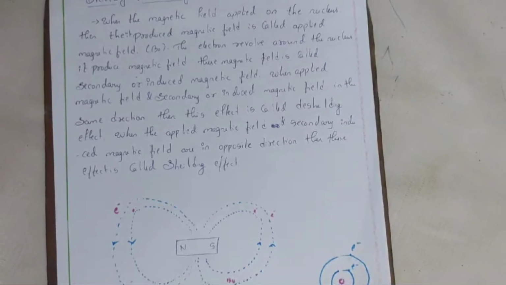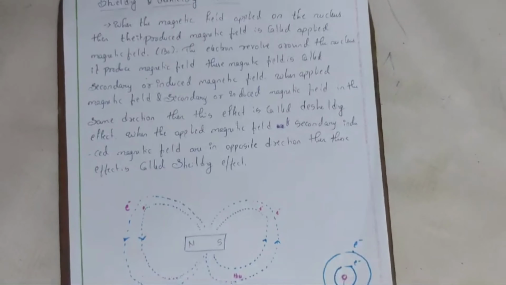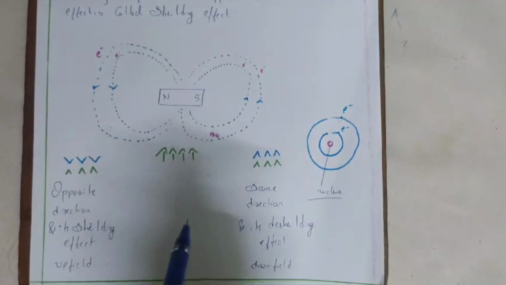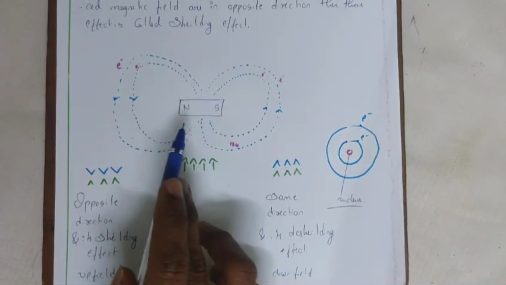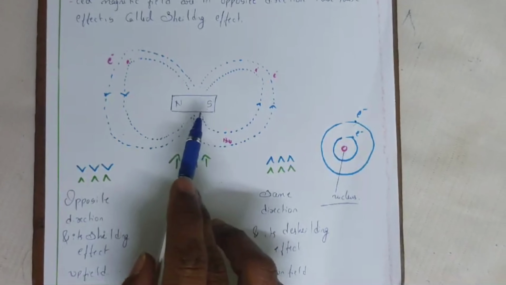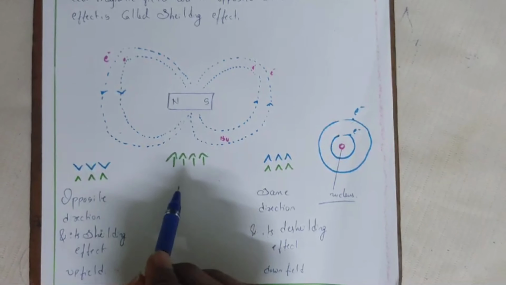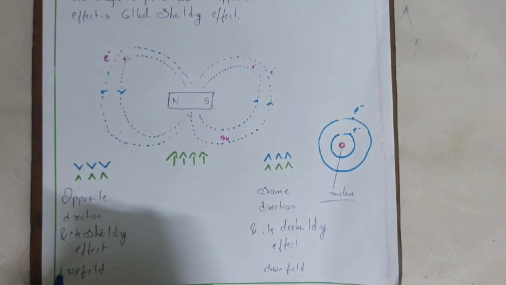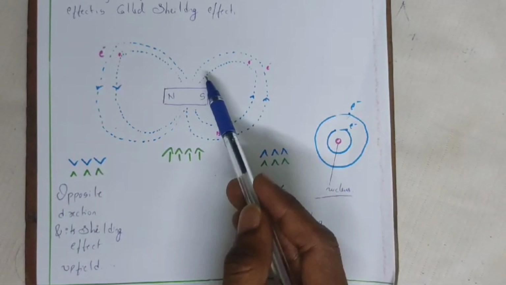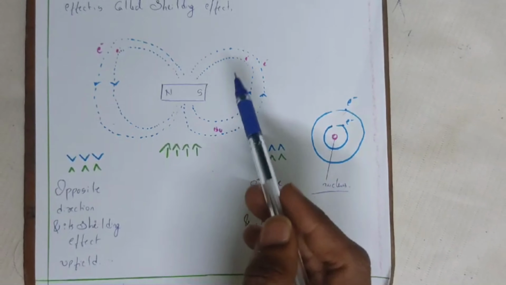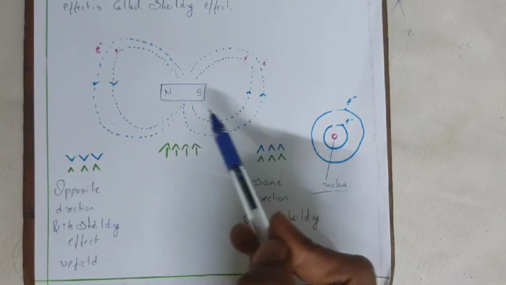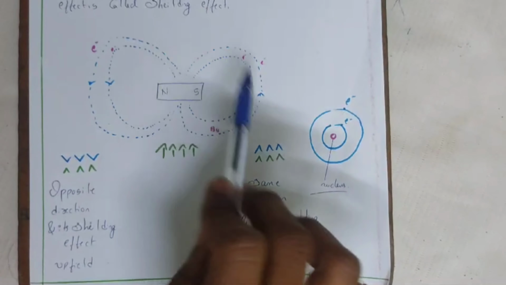So that's the definition, and let's see how it works. You can see this magnetic bar. Here is the north pole and this is the south pole. Here we can see these green arrows; these are the applied magnetic field. And we can see these blue dotted lines; these are the electrons which are revolving around this nucleus.